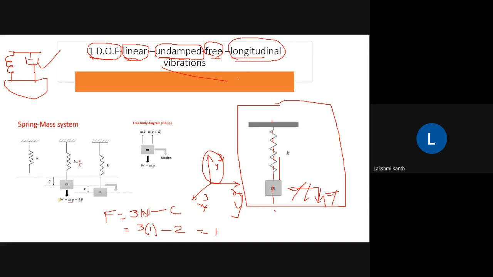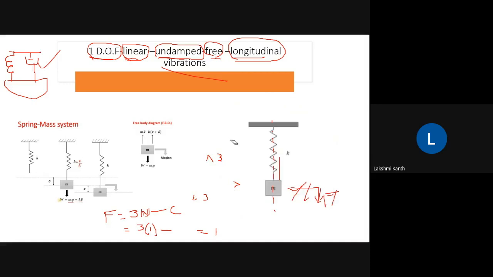So in this small example, it satisfies all these conditions: 1 degree of freedom, linear, undamped, free, longitudinal vibrations. Again, in our syllabus they mentioned very clearly that they are mainly focused on this type of systems only. So the questions coming from this particular topic are connected to masses and springs, that is the conclusion. So this is the identification of the system. This step one is completed, and the next, step two, is how to make the mathematical modeling for this system, which is again important. We will see it one by one.